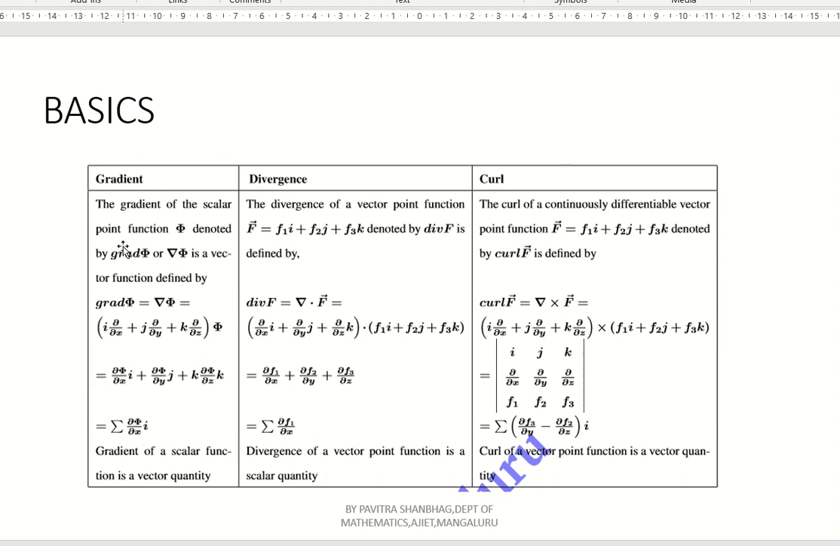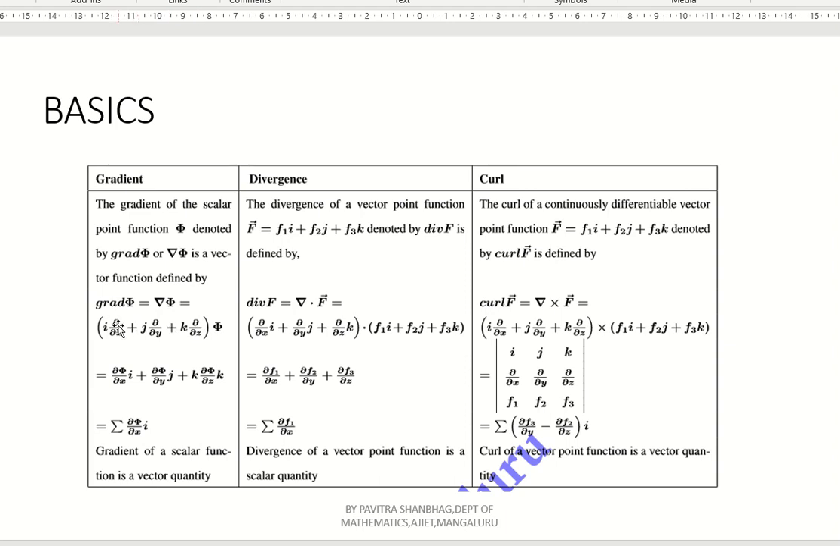Here gradient of phi is denoted by grad phi or del phi. What is the definition of del? That we have to discuss first. The definition of del is a vector differential operator, given by dou by dou x i plus dou by dou y j plus dou by dou z k. What does it represent? Dou stands for partial derivative, right?